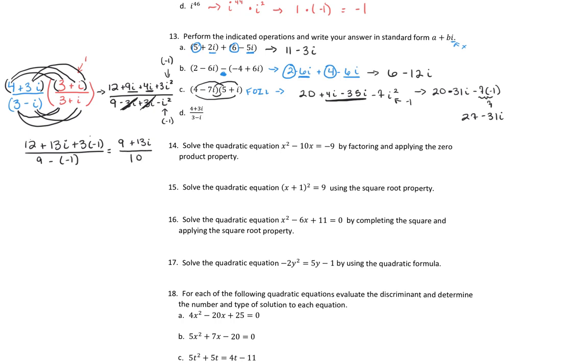And then, since we want it in the form of a plus bi, you want to divide each of the terms at the top by the term at the bottom. And so you'll have an answer, something like 9 over 10 plus 13i over 10. And as you can see, that is in a plus bi form.